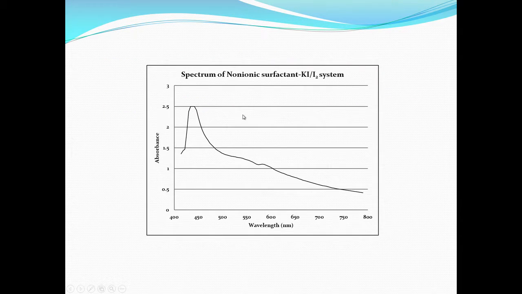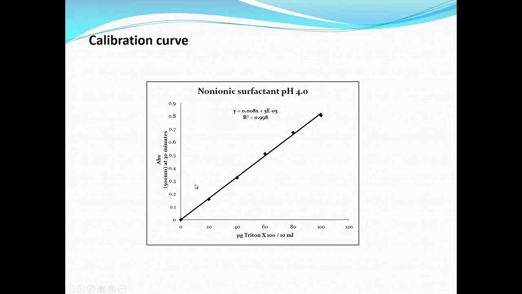So, this is the spectrum of the non-ionic surfactant and potassium iodide iodine system. You can see that the peak is somewhere around 400 here, but we are choosing somewhere around 500 for measurement, and this is the linearity curve, following Beer-Lambert's law, passing through the origin. The linearity is wonderfully covered, with an R square value of 0.998. So, that means the curve is highly reliable.